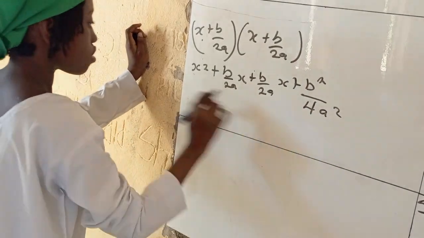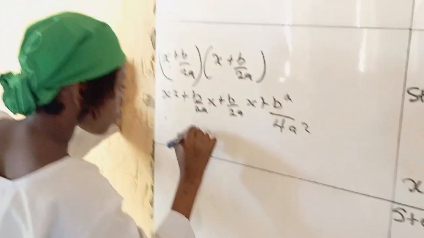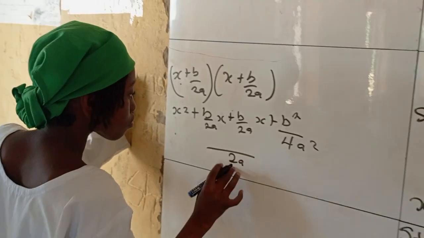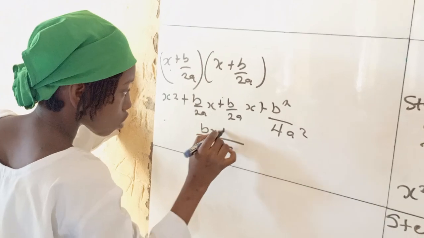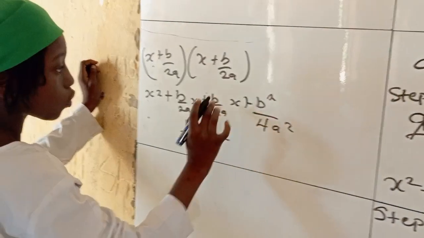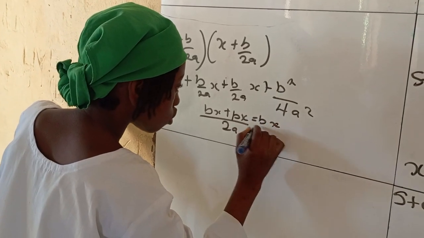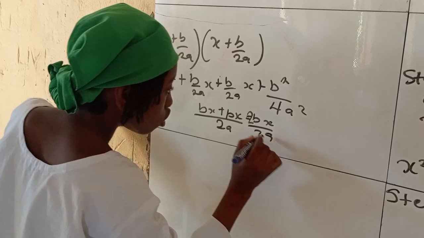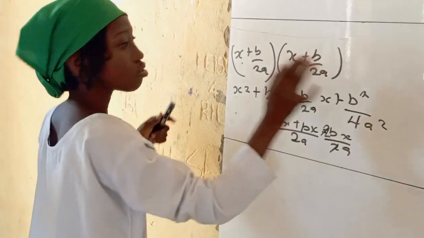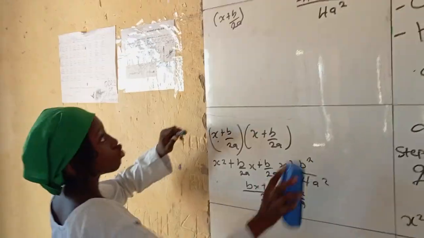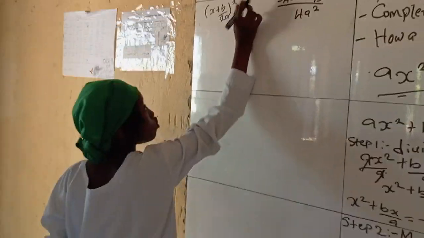If we should add this, let's find the LCM of this, which is going to be 2a. This here, 1 times b, bx, plus this here, 1 times this, bx. We're left with bx, 2bx all over 2a. 2 can cancel 2. It's still giving us what is here, which is the sum. So instead of us just going through all this, because 2 of it will definitely give us what is here, it's equal to this.